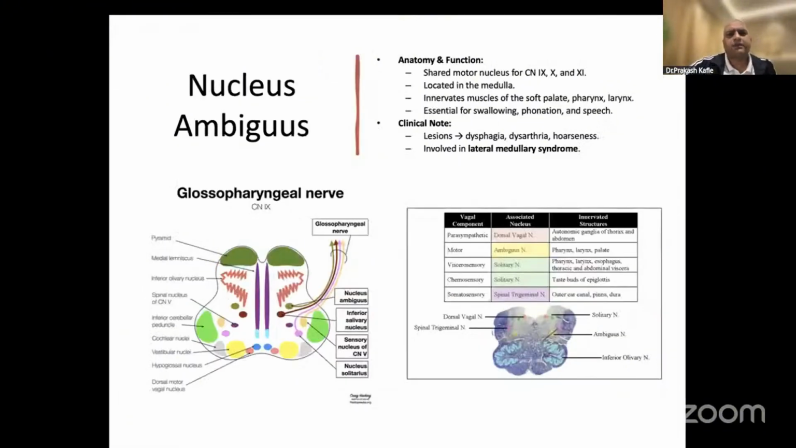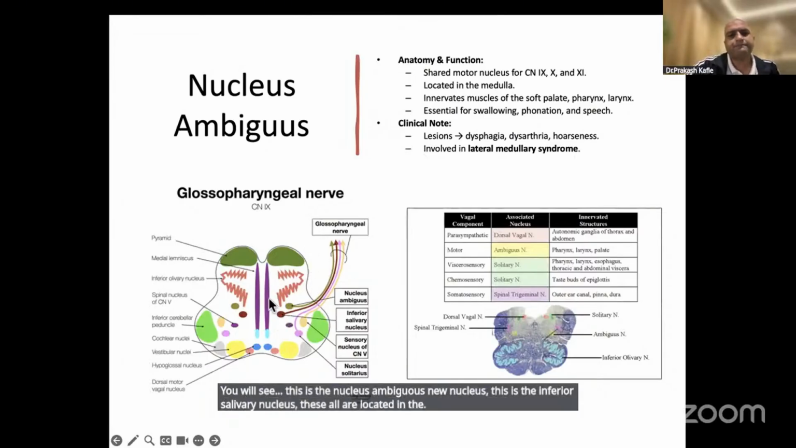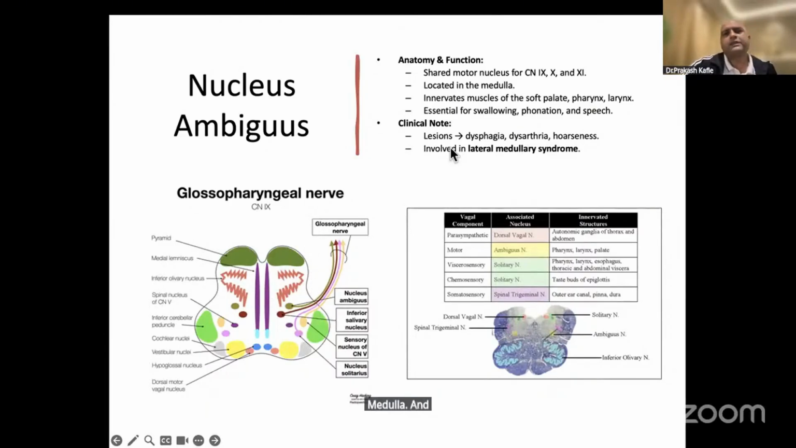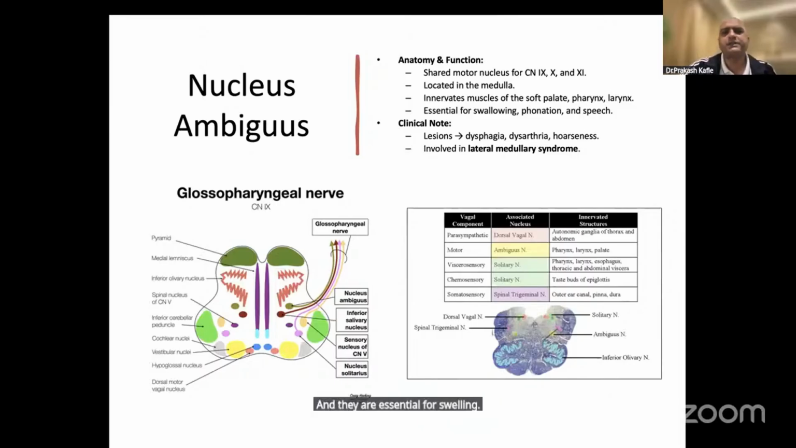Another nucleus of interest is the nucleus ambiguus. You will see this is the nucleus ambiguus, and this is the inferior salivatory nucleus. These are all located in the medulla, and it innervates the muscles of the soft palate, pharynx, and larynx, and they are essential for swallowing, phonation, and speech. The clinical importance is that if there is any lesion in this part, there will be dysphagia, dysarthria, and hoarseness, and this is also involved in lateral medullary syndrome when there is an infarct.